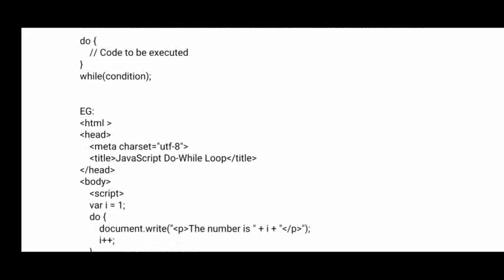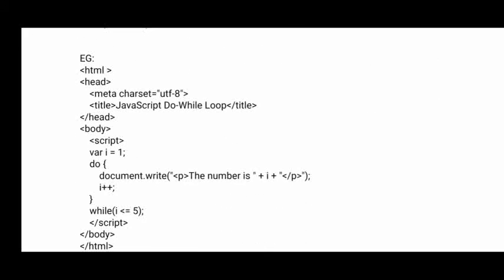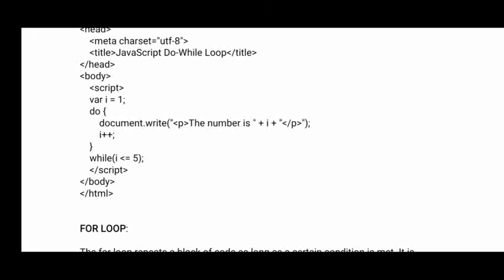Okay, the same example program you can implement here. Here you see i equals 1. Okay, do document.write. So first i is printed. After that i is incremented by 1. Now what is the i value? 2. After that you see while 2 is less than or equal to 5, the condition is true. Then again we go to the do. 2 is printed, 2 is incremented.